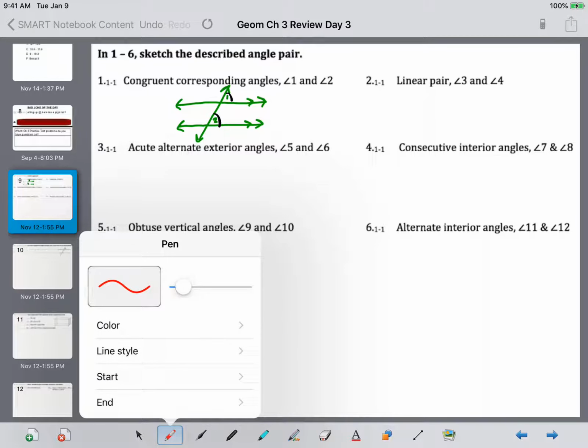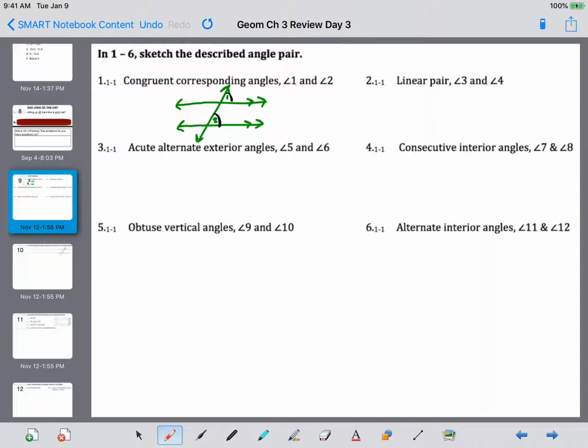Okay, let's take a look at number 2. We're going to draw a linear pair. So I know with linear pair, the first four letters there make the word line. So draw a line, split it into two, and then the two angles that create that line are angles 3 and 4.